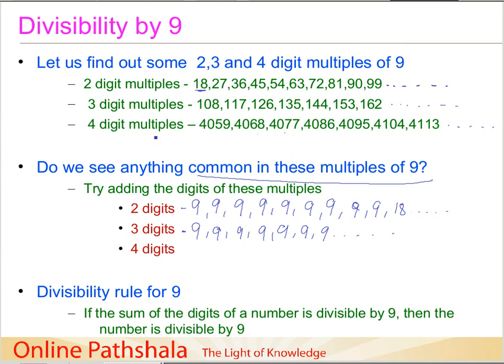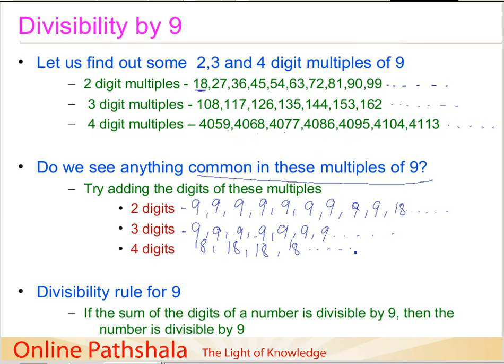Now let us try to add the digits of the 4 digit multiples. 4 plus 0 is 4, plus 5 is 9, and 9 is 18. Similarly, 4 plus 0, plus 6 is 10, and 8 is 18. Then we have 4 plus 0, plus 7 is 11 and 7 is 18. Then 4 plus 0, plus 8 is 12, plus 6 is again 18.